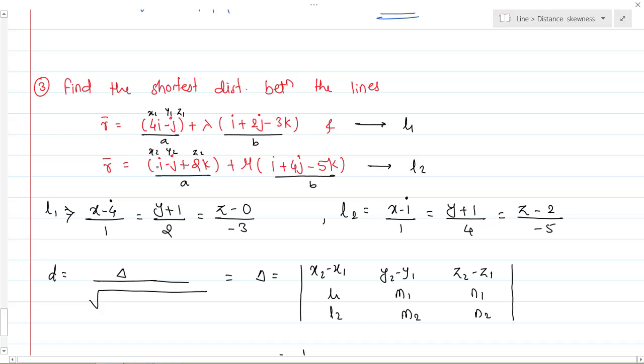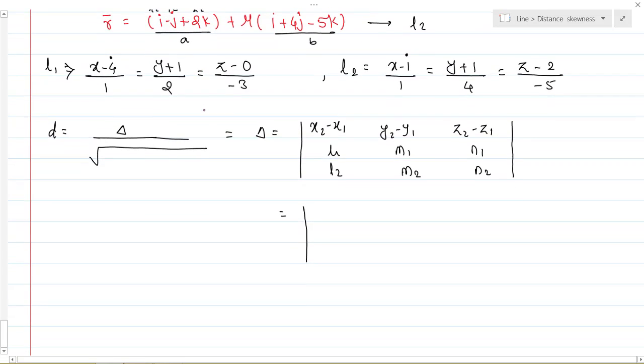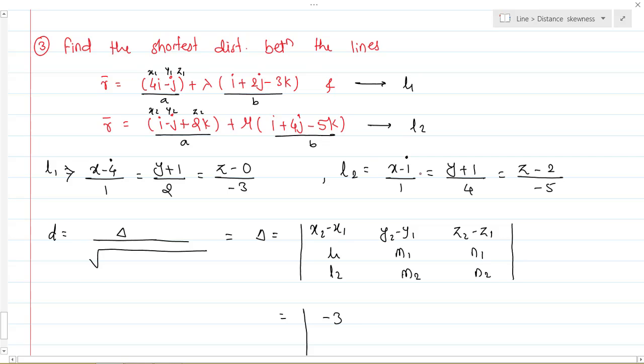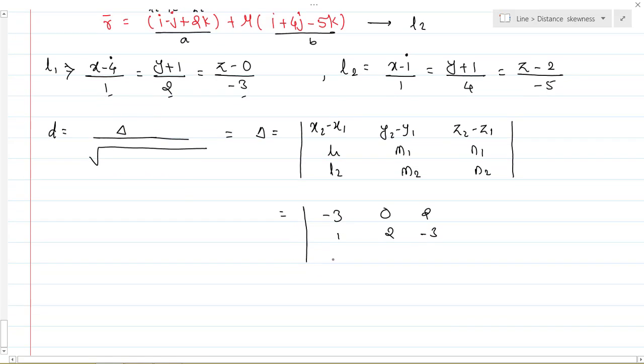Okay, so we have 1 minus 4, minus 1 plus 1, and we have 2 minus 0. So 1 minus 4 is nothing but minus 3. Then minus 1 plus 1 becomes 0, and 2 minus 0 is nothing but 2. L1 M1 N1 becomes what? L1 M1 N1 is 1, 2 and minus 3, and L2 M2 N2 is the second direction, 2, 4 and minus 5.